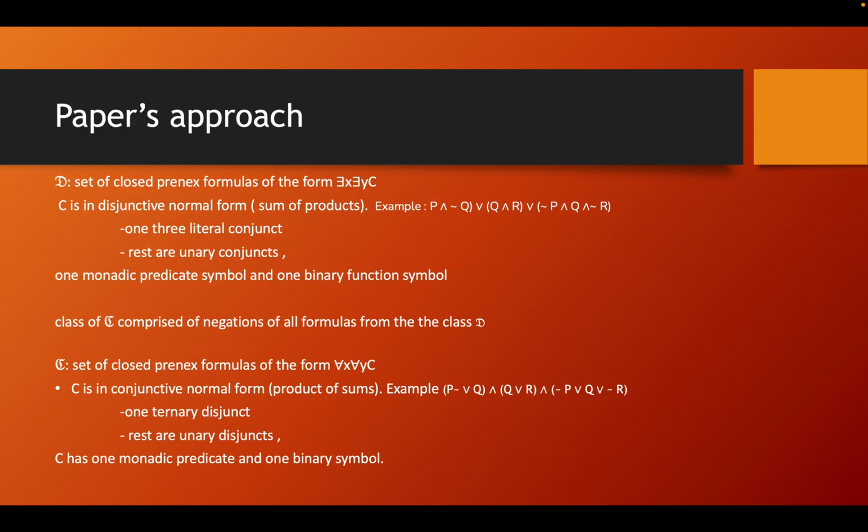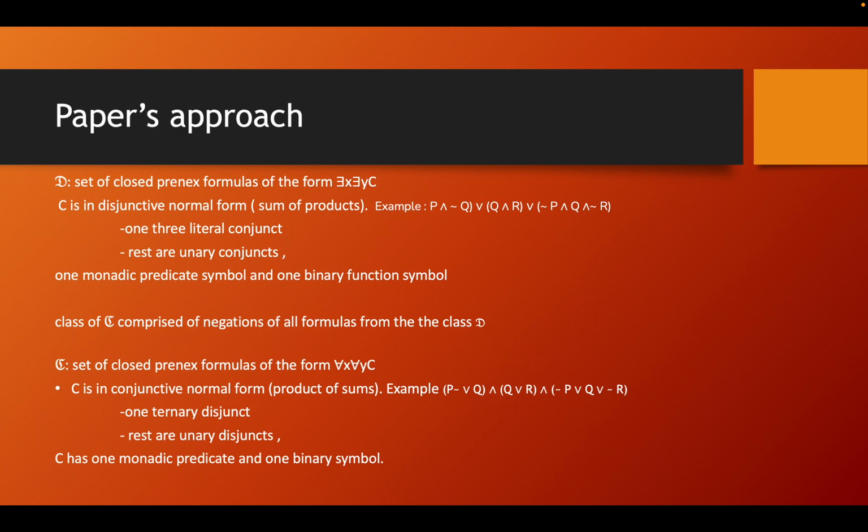And here is the main part of the paper. Dr. Hughes' approach is he defined a set D that uses there exists instead of the for all, and after he defined D, he defined another class C of formulas that are the negation of all the formulas in D. So as you can see, C uses for all instead of there exists. Also, it uses conjunctive normal form instead of disjunctive normal form.